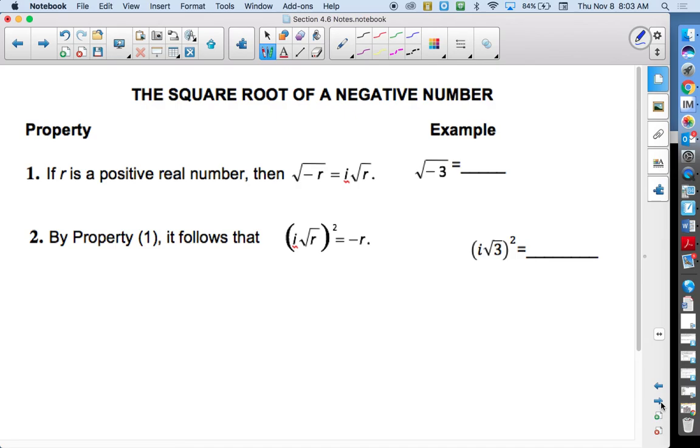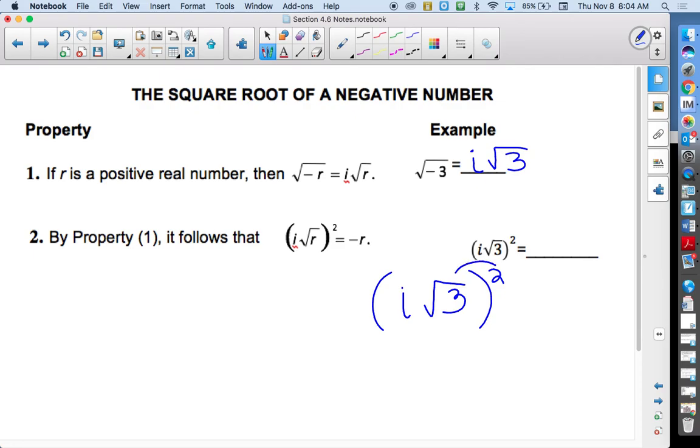Pretty much from this point on in math, if you have a negative number underneath the square root, we won't say it doesn't exist. We'll say that it just makes an I, and we can continue solving through the problem. If you look underneath here, there are a couple of examples or properties. It says if r is a positive real number, then the square root of -r would be equal to I times the square root of r. So that means the square root of -3 is equal to I times the square root of 3. It's just saying that you're pulling out the I separately, keeping the square root positive after you pull out that I.